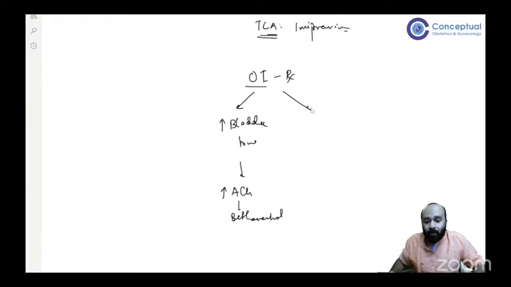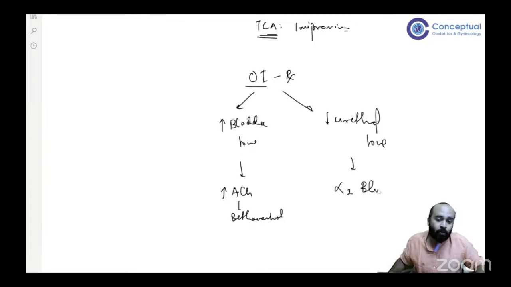What I can also do is open up the urethra by reducing the urethral tone. How do I reduce the urethral tone? I give an alpha blocker. Alpha is constricting; the alpha receptor is something that constricts the internal urethral sphincter. I would want to give something that releases that. So a blocker called alfuzosin.